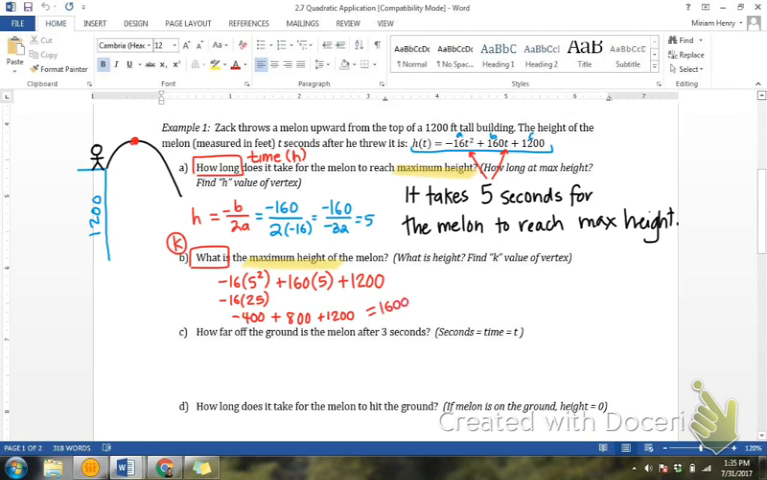Okay, but 1600 is what? What is 1600? What kind of height? Good, the maximum height value. The maximum height of the melon is 1600 feet. So we're going to write that in a sentence. The maximum height of the melon is 1600 feet. And if you're taking good notes, you should be able to do just fine in your homework.